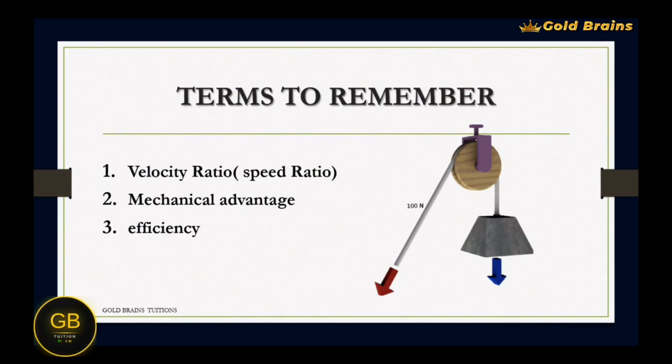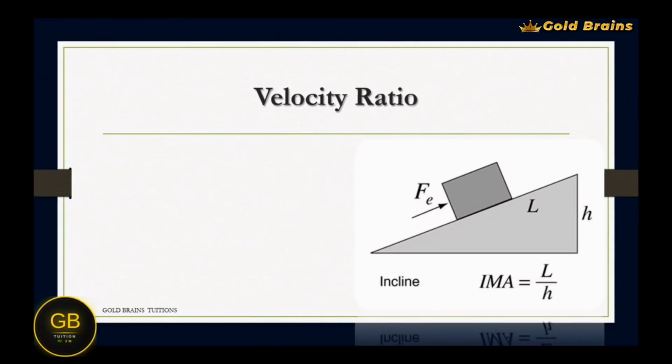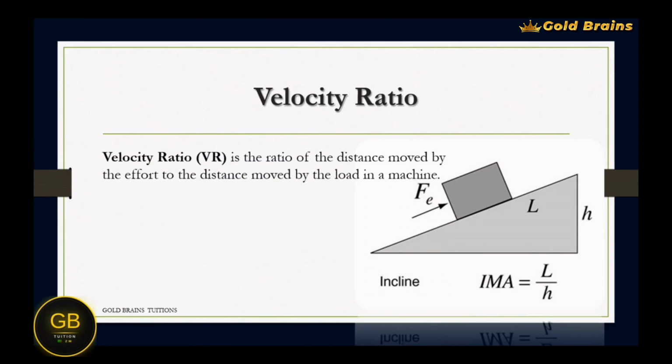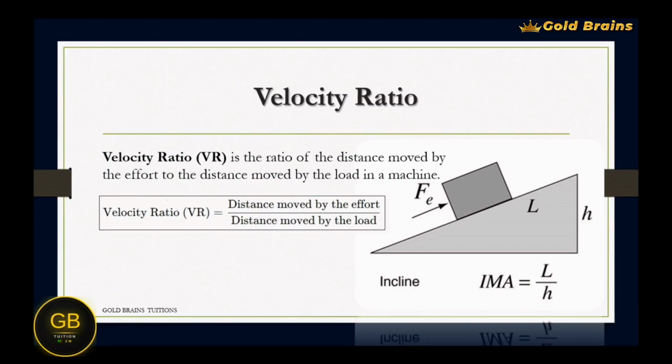So let's start with velocity ratio. Velocity ratio is the ratio of distance moved by the effort to the distance moved by the load in a machine. In our case here, we have the distance moved by the effort here and the distance moved by the what? The load here. And we are seeing that the velocity ratio is given by the formula distance moved by the effort over distance moved by the load. So look at it here. In this beautiful example here, we have got the distance moved by the effort and the distance moved by what? By the load. And of course, that is all about velocity ratio, right?